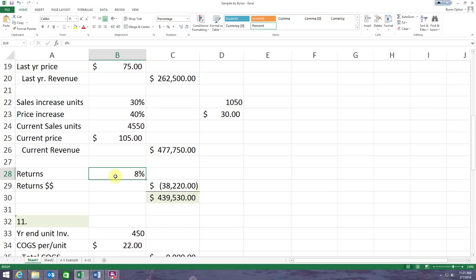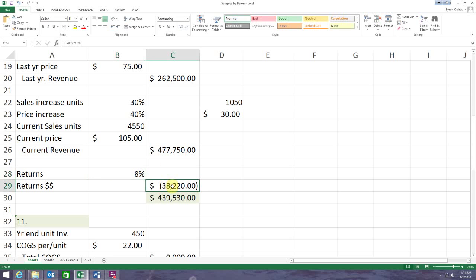And my return, according to my problem, is 8%. Oh, that's what my returned merchandise is. I'm sorry. So I'm going to have returned merchandise that I'm going to have to give them credit for, or give them their cash back, give them their money back, and I need to calculate what that amount's going to be, and that's going to be a negative, right?